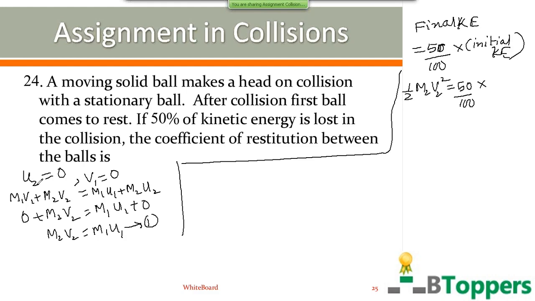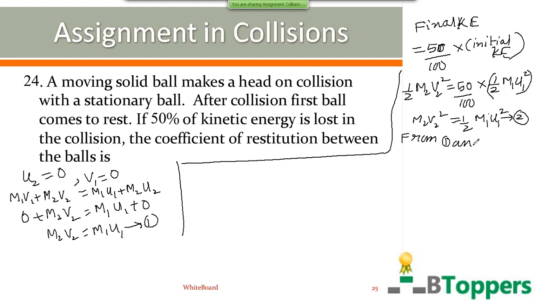The second mass m2 was initially at rest, so the initial kinetic energy of m2 was 0. Therefore, the total initial kinetic energy before the collision is equal to the initial kinetic energy of m1. So you get half m2 v2 square is equal to half of half m1 u1 square. This you call equation 2. 50 by 100 becomes 1 by 2. To find the coefficient of restitution, we must know v1 and v2 in terms of u1.